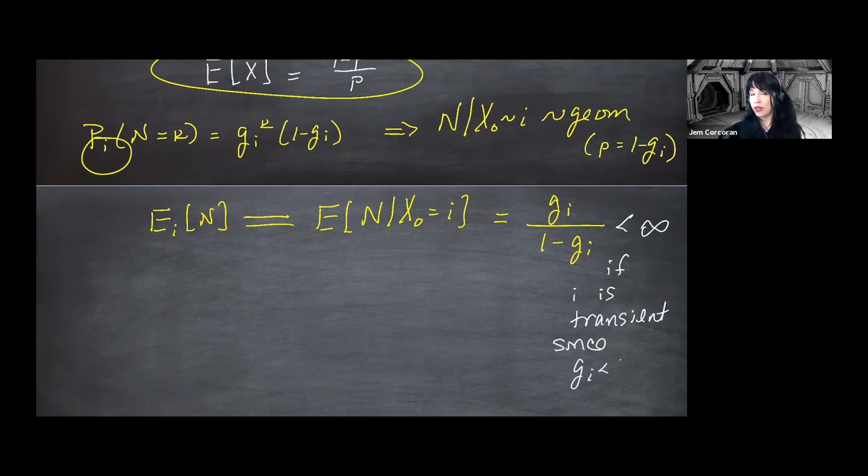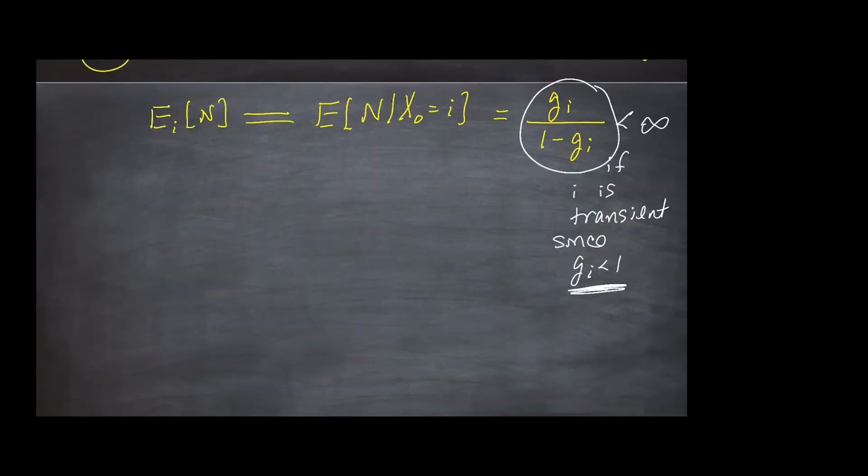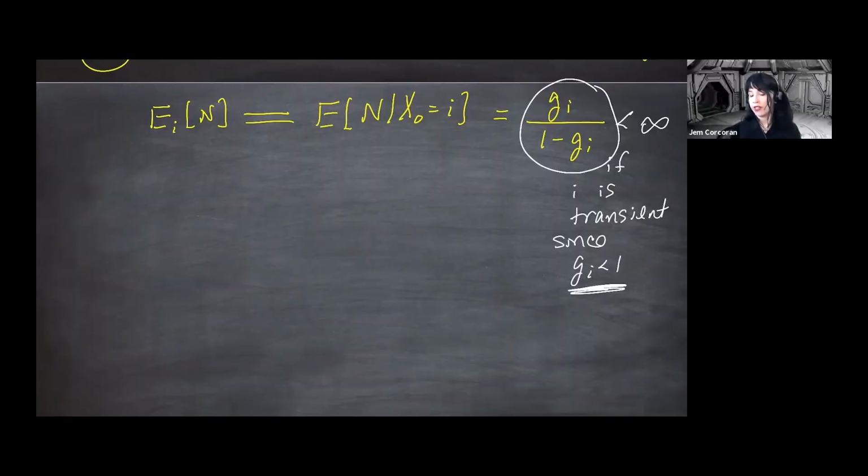Although everything we did relied on it being transient, this formula kind of works for a recurrent state as well. If gi is equal to 1, then it's undefined. But if you think of it as approaching 1, we're getting 1 minus something that's getting closer and closer to 1, and this thing blows up when gi approaches 1. So it's saying the expected number of returns to a recurrent state is infinite. That makes sense for recurrence, because it's blowing up as the denominator goes to 0.